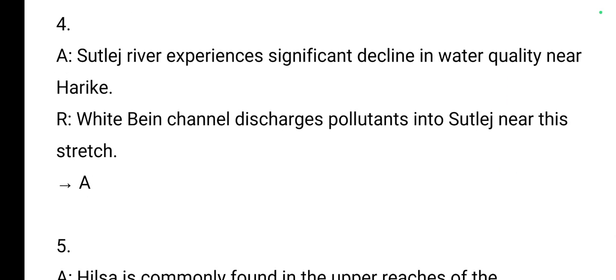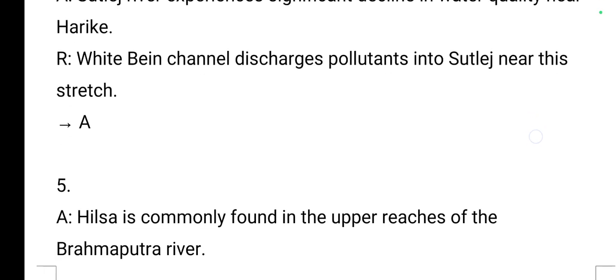Satluj river experienced significant decline in water quality near Harike. Wide Bend channel discharges pollutants into Satluj near this stretch. So again, both are correct and it is a correct explanation.